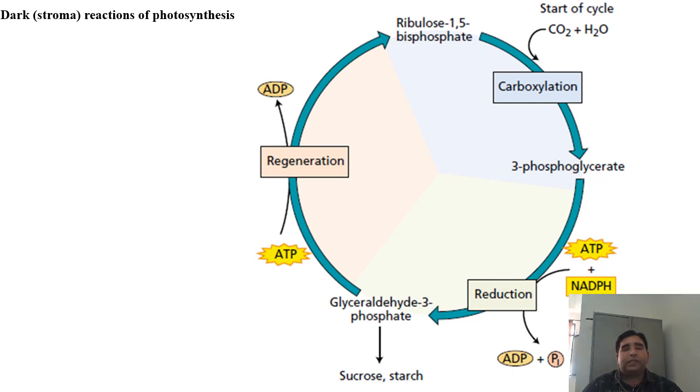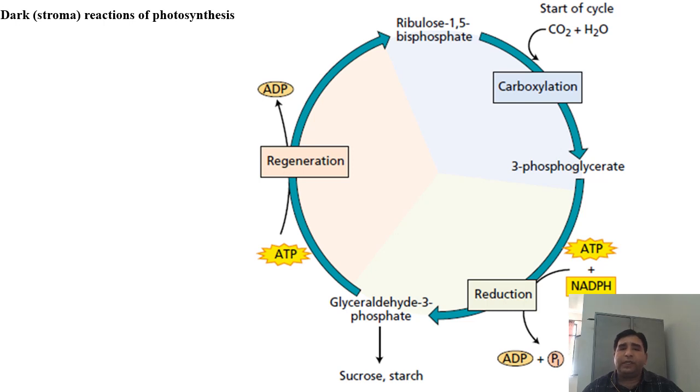Now, the second type of reactions are dark reactions. These are known as dark reactions not because they happen in the dark, but to differentiate them from light reactions, because the use of light is not required in this type of reaction. This is the sketch of the dark reaction. We will also see it in detail in the next slides.